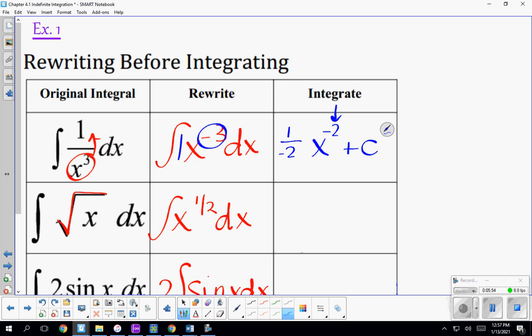We're going to do the same thing if our exponent is rational. We're still going to add 1. So when I add 1, I'll get 3/2. And then we're taking this coefficient, which is 1, and we're dividing by this new exponent. So just remember, when we divide by a fraction, we really flip it and multiply. So instead of dividing by 3/2, I can multiply by 2/3. And 1 times 2/3 is 2/3. And then we still have our plus c.